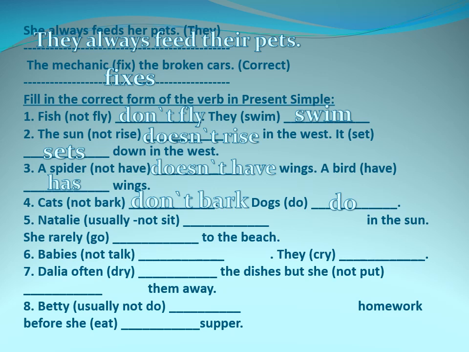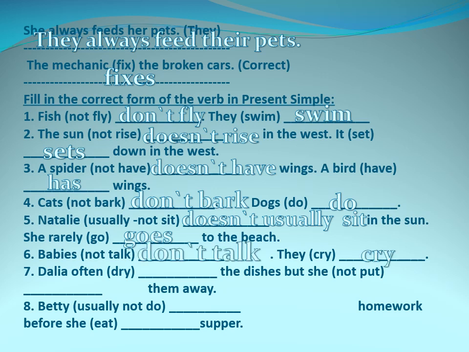Natalie, usually not sit. So here I have to write doesn't usually sit in the sun. She rarely, so I have to add es. She rarely goes to the beach. Babies, more than one, so I'll say don't talk, they cry, as it is. Dahlia, often, Dahlia only one, and I have here y in the verb. Before the y I have r, it's a consonant, not a vowel, so I have to cross out the y and put ies. So Dahlia often dries the dishes, but she doesn't put them away.